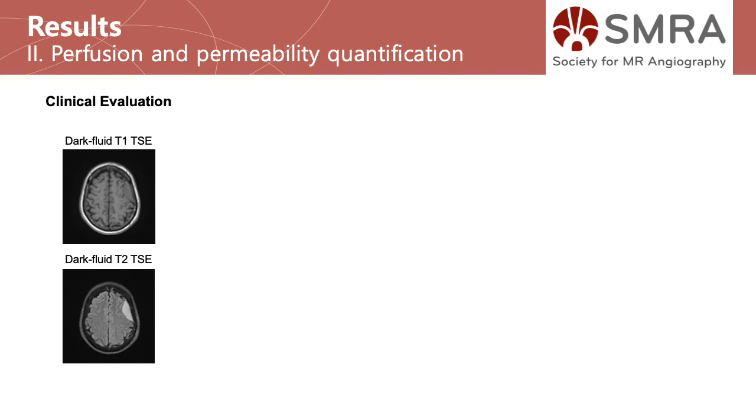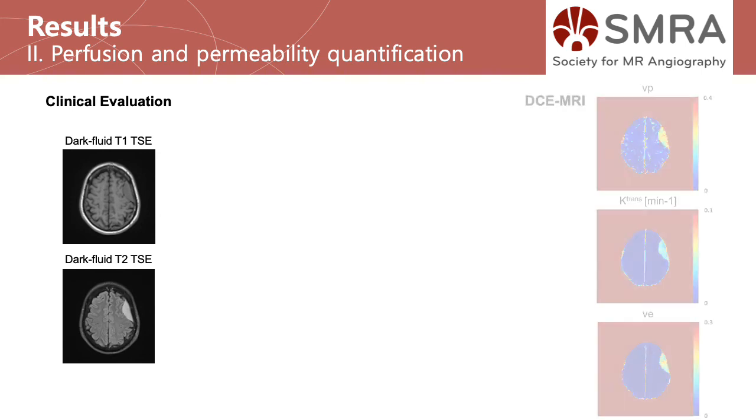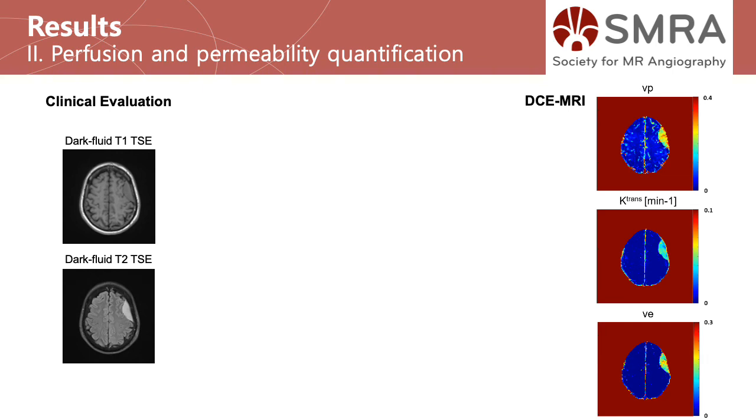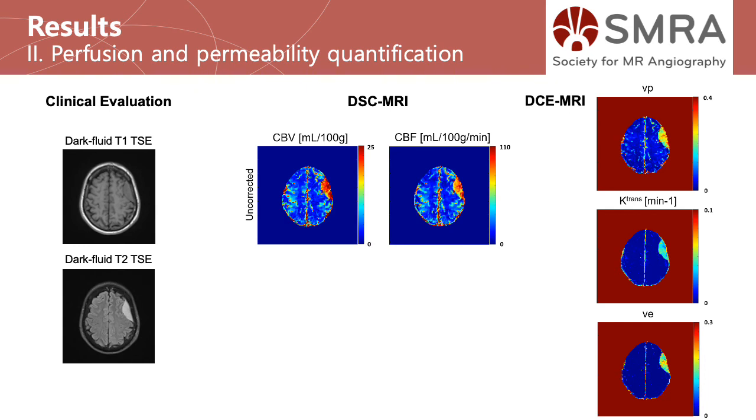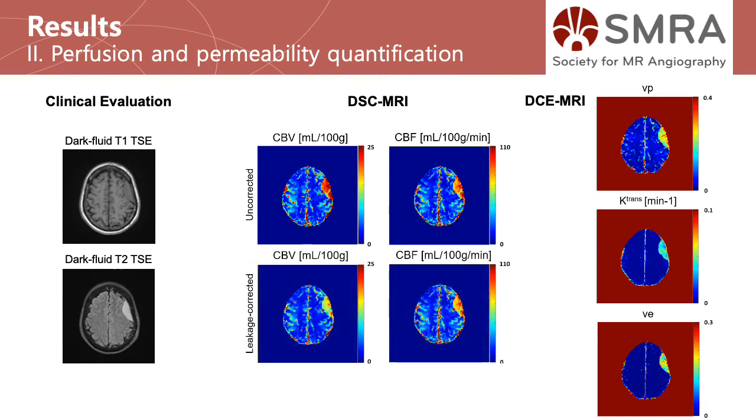Next are the perfusion and permeability quantification results from the 58-year-old male patient with meningioma. The boundary of the tumor can be clearly depicted on dark fluid T1 and T2 TSE images acquired during clinical evaluation. The permeability maps, including Vp, Ktrans, and Ve, and conventional uncorrected perfusion parameters, including CBV and CBF, are also shown here. The leakage-corrected DSC-MRI maps were derived by using the permeability parameters as we discussed in a previous slide.